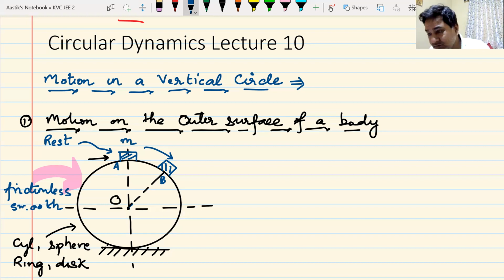The body will move from A to B, maybe downwards, more on the downward side. It will move on a circular track. Am I clear with this? Yes, sir. Do we have any other understanding of how the body is going to move? Understood, sir. Okay, so the body is going to move. Let us say it moves from A to B.